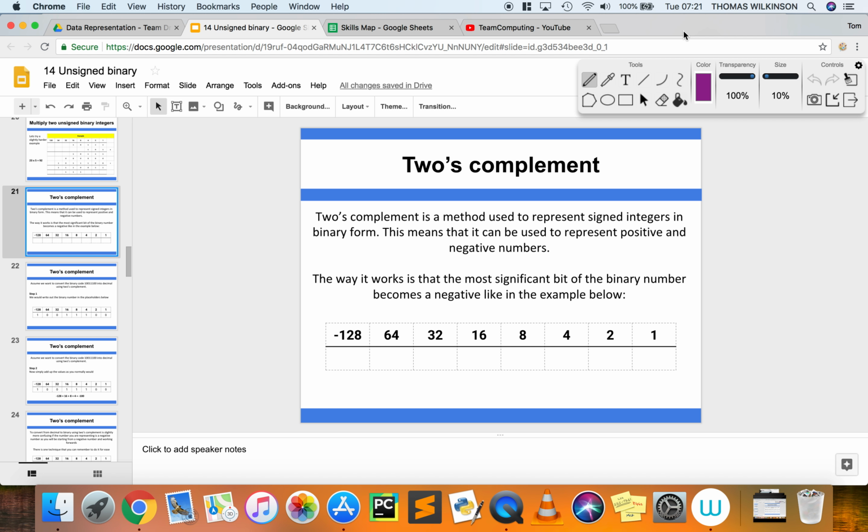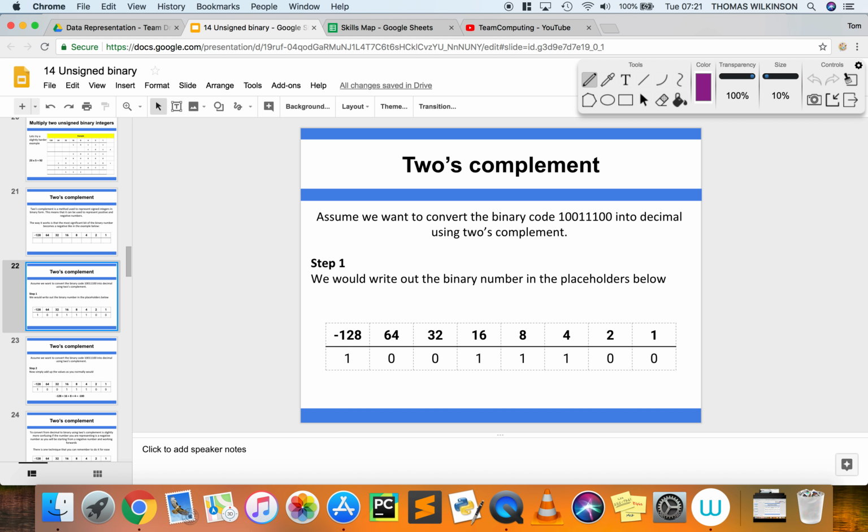We're going to look at, first of all, how we take a binary number and work out what it is in its decimal form, and then we're going to do it the opposite way around, so take a decimal number and then convert it back to binary, and there's a little test for you to do at the end.